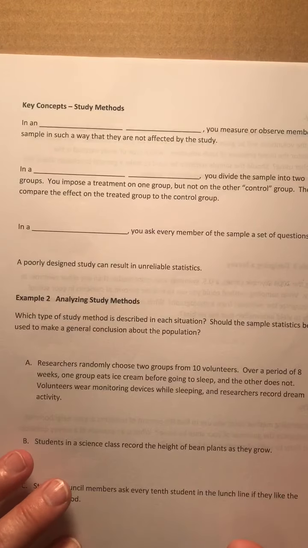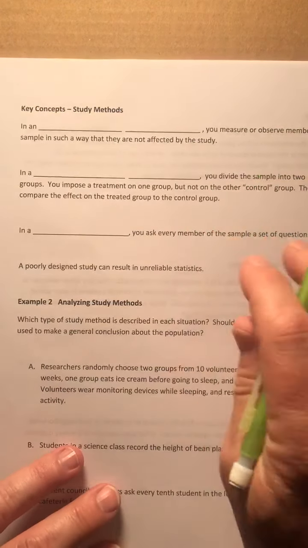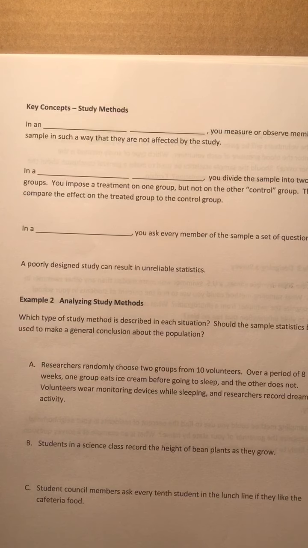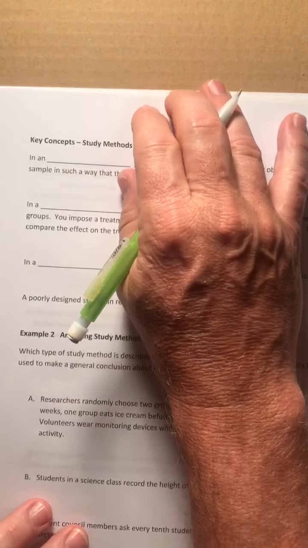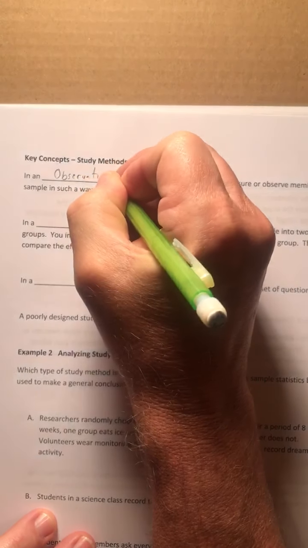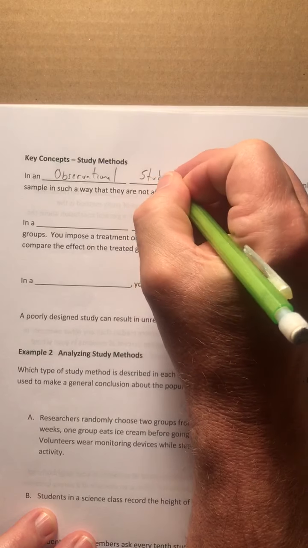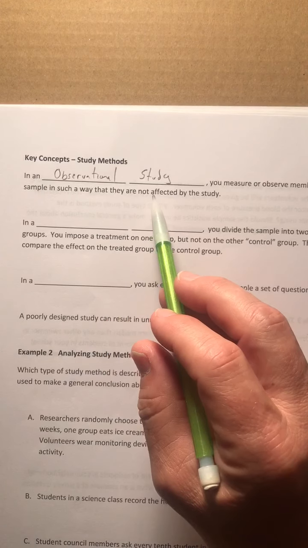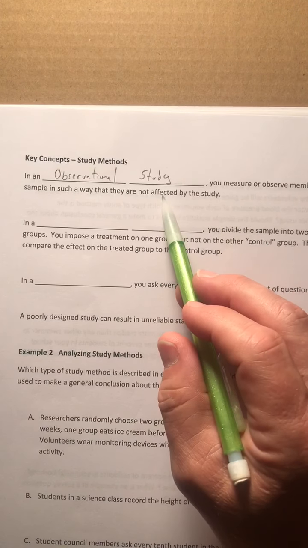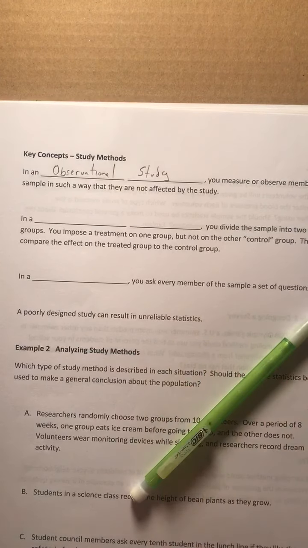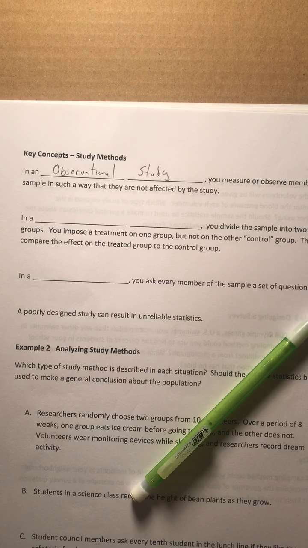All right, now, these are study methods. These are methods for how you're going to get your information. All right, so in this first one, this is an observational study. You measure or observe members of a sample in such a way that they are not affected by the study. Usually they don't even know that you're doing a study. Observational study means you do not have any contact with them.